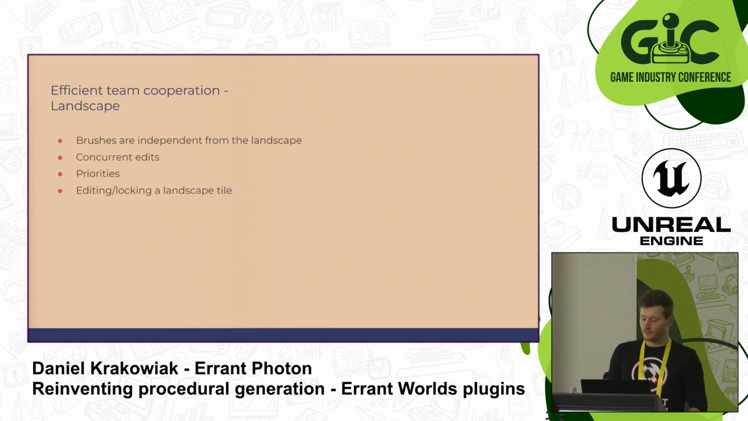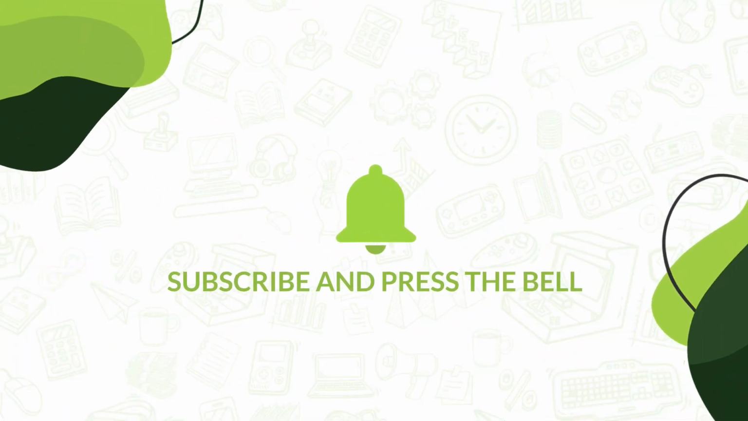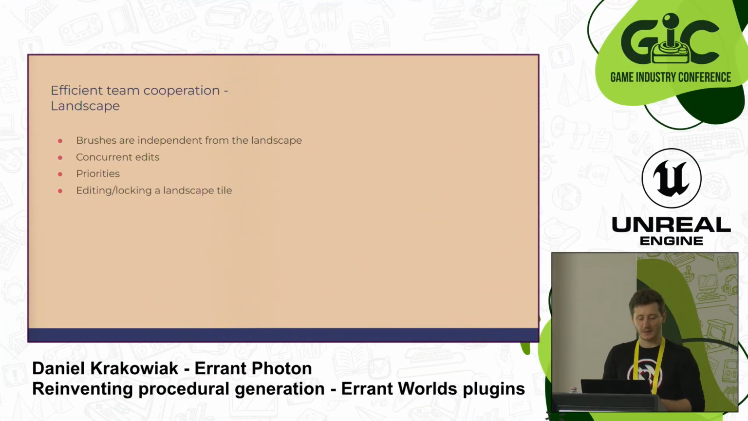And then I think the last goal is efficient team cooperation. And for landscape, the important bit is that all the brushes are independent from the landscape actor. So if you are modifying the brush, you don't check out the landscape actor. If you were, you would be the only person being able to do any changes. So they are independent. So multiple people may be editing different brushes at the same time, and they are then only checking out the tiles of the landscape that they are changing.